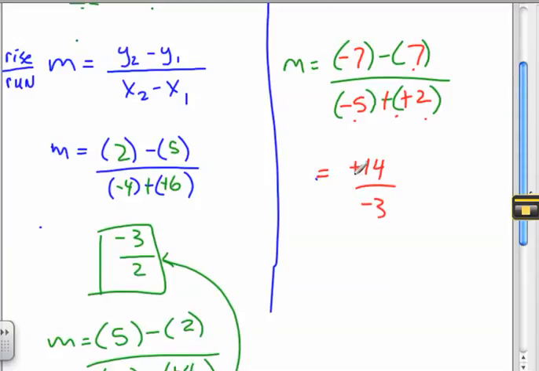All right, negative over a negative turns into a positive. And that becomes 14 over 3. Do I want to change that to a mixed number? No. Do I want to change it to a decimal? No. Do I want to make sure it's reduced? Yes. Okay, but I want to leave it as a fraction because it's slope. And it tells us how much to rise and how much to run between the 2 points. Between points on a line. Okay? All right, good job. Let's look at the next example.